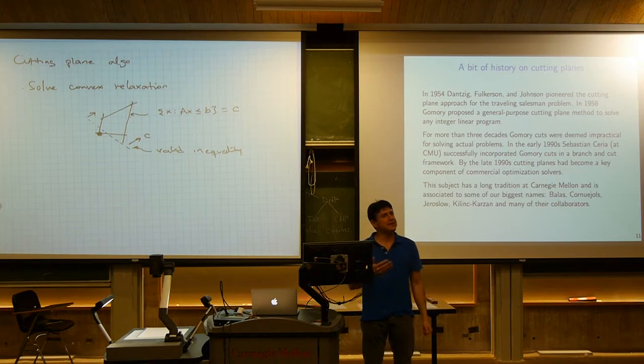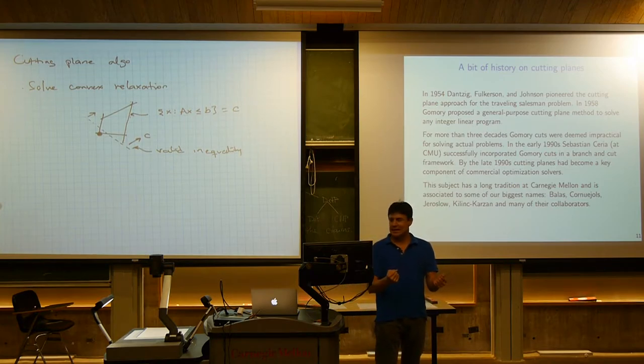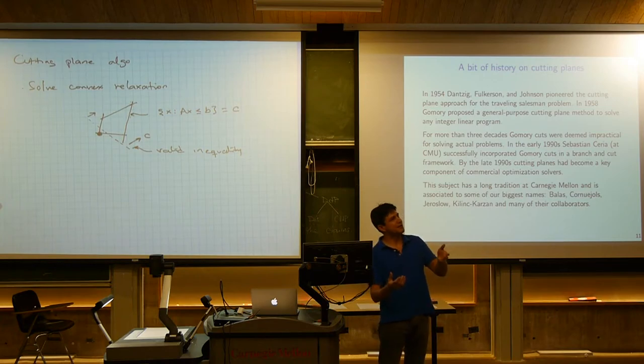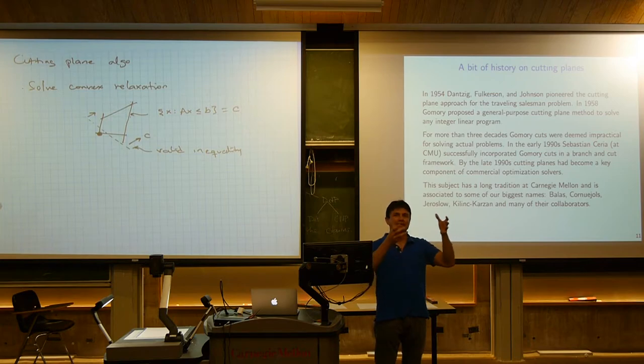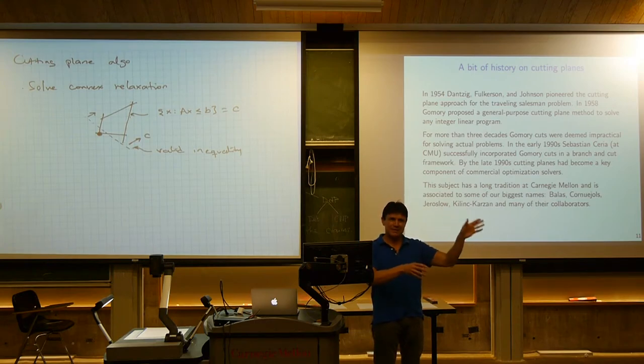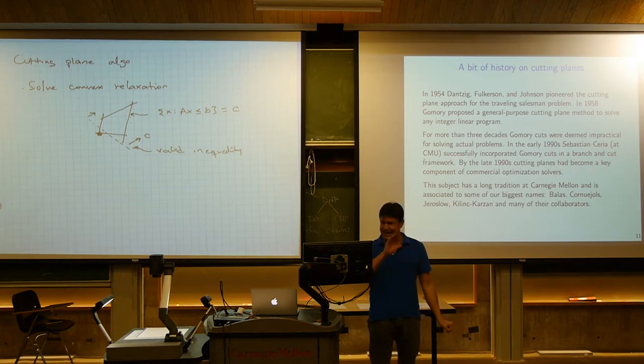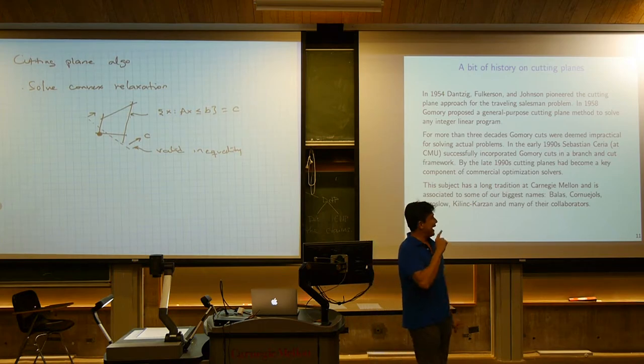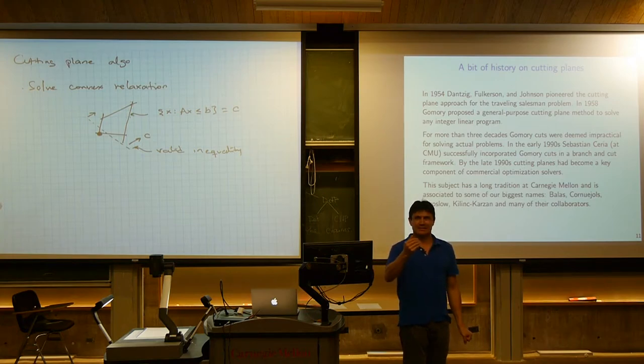So after a few years, pretty much the popular wisdom was that cutting planes were kind of a nice theoretical curiosity that Gomory had found. But if you needed to solve problems, you had to use branch and bound. Forget about cutting planes, they were useless. They were nice to prove maybe a little bit of theory, but they were not going to solve any real problems. And that was pretty much the state of affairs for multiple decades.